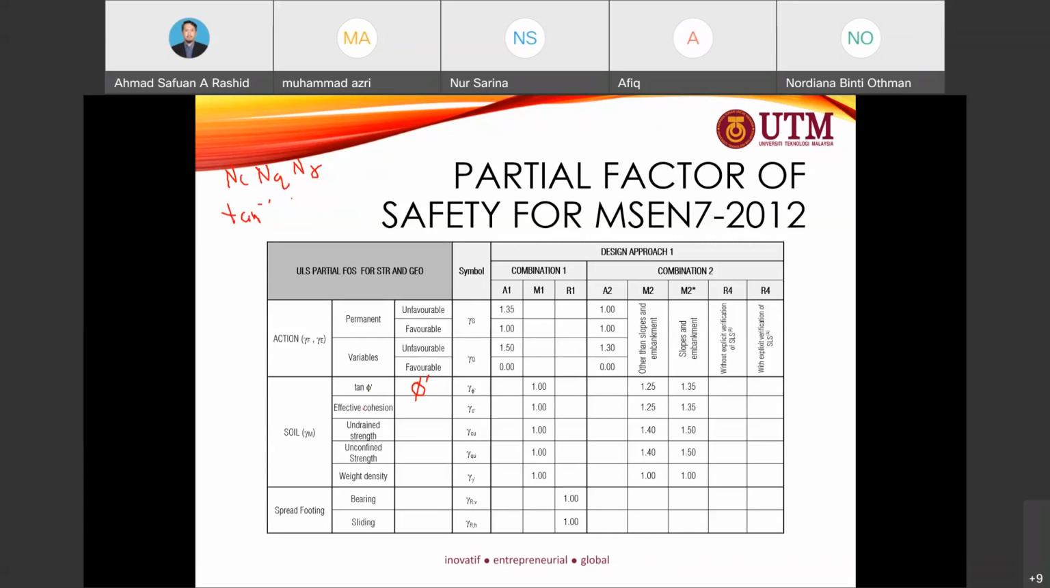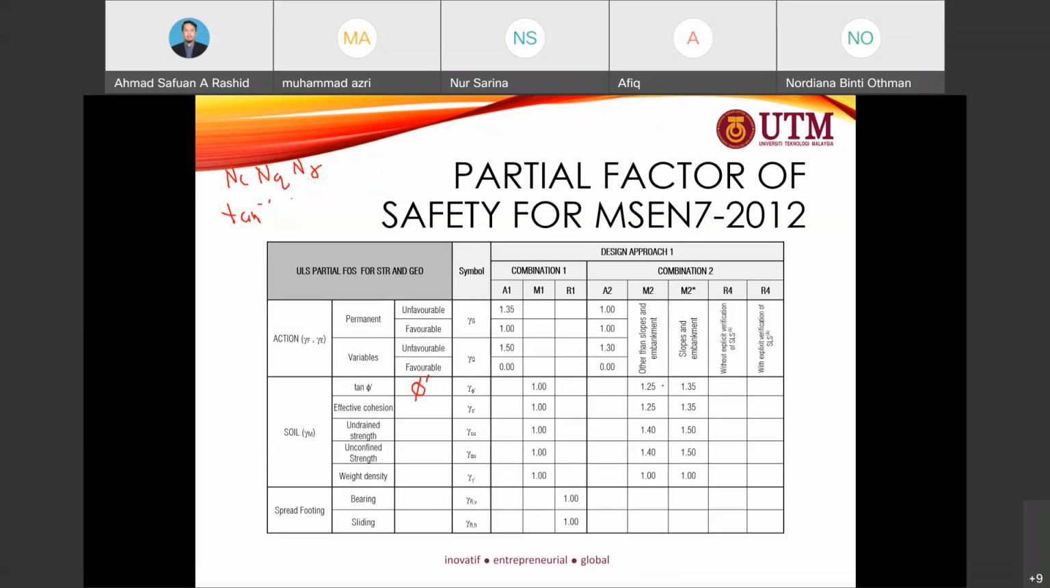Then we have effective cohesion, undrained strength, and unconfined strength, with density. So for combination number 1, there will be no problem for tan phi because it is divided by one.